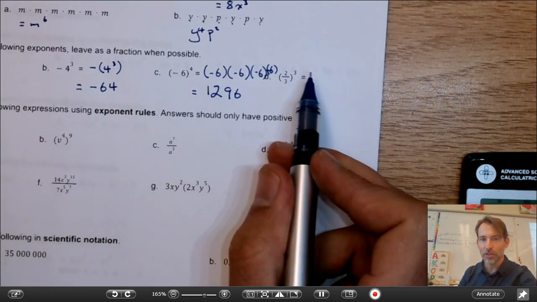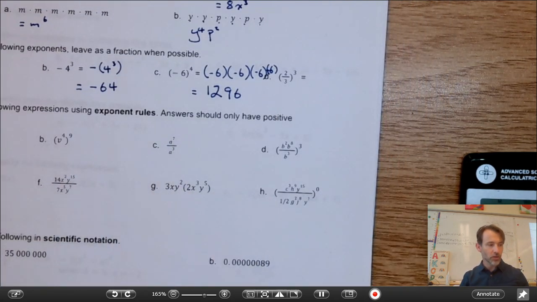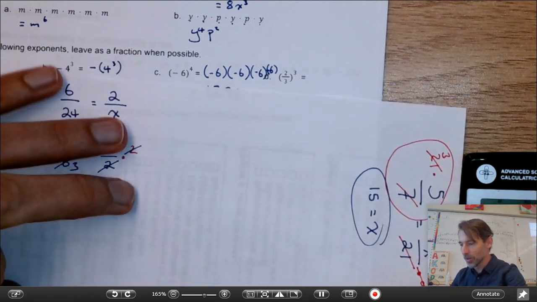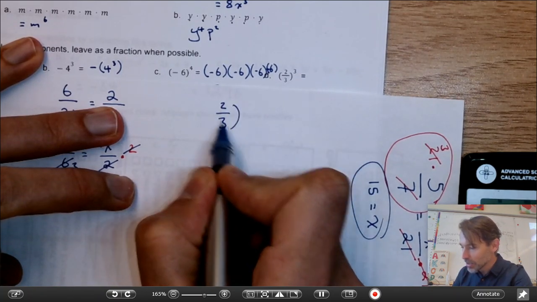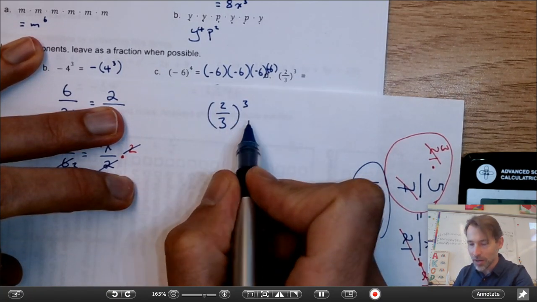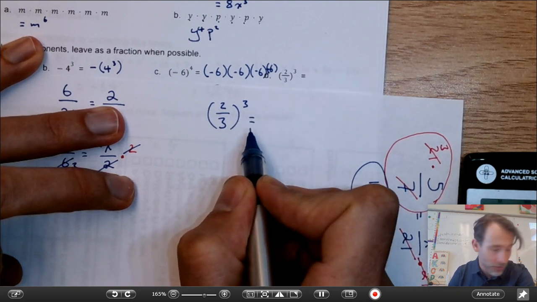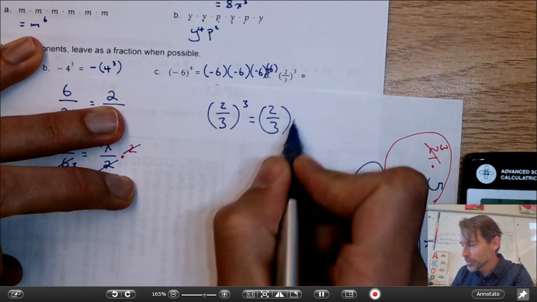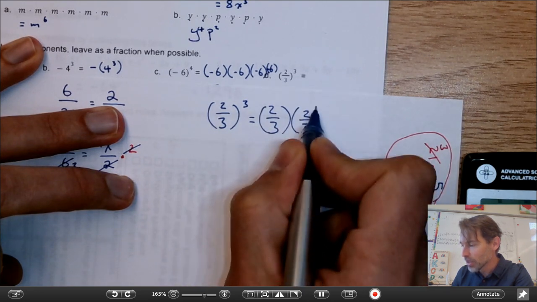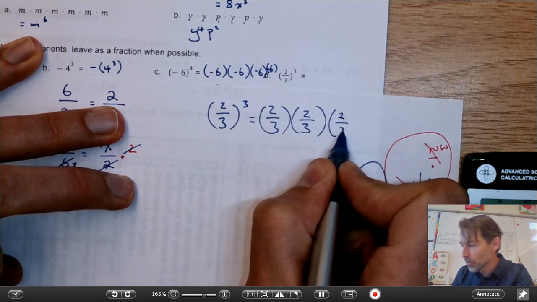Now, last one, 2 over 3 to the 3. Let's take a look at how we tackle this type of problem. Let's write it out. 2 over 3. We are going to raise this to the power 3. That will be equal to 2 over 3 multiplied by 2 over 3 multiplied by 2 over 3.